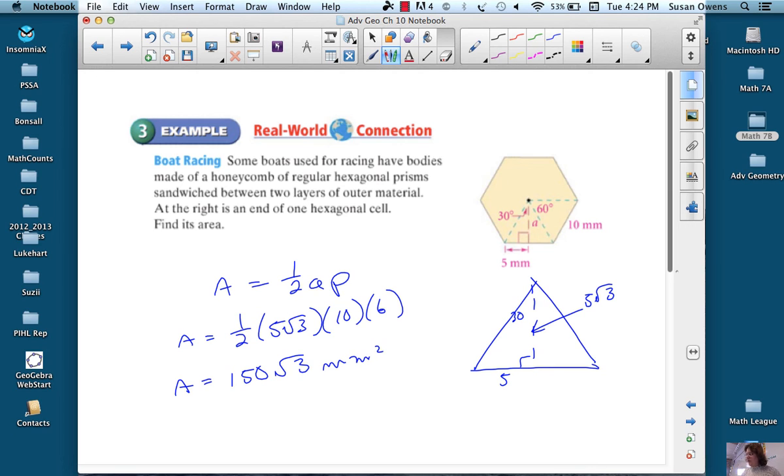And then at this point, since it's a word problem, I'm going to pick up my calculator so that I can get a rounded answer. But I always want to simplify it first as much as I can before I pick up my calculator. So I get 150 square root of 3, and I get about 259.8, so I'll say it's about 260 millimeters squared.